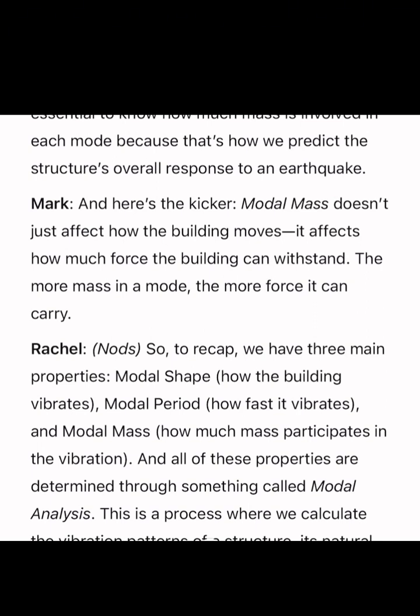If more mass is participating, more mass is moving together, which means more force it can carry, right? So that's where the lateral force, the seismic force, is important. It means the first few modes we need to consider effectively, because more mass is participating, more force is coming into play.